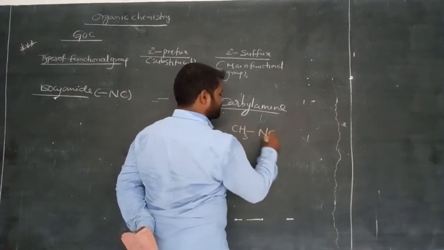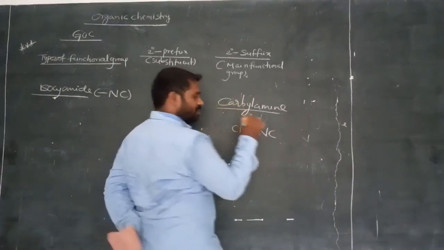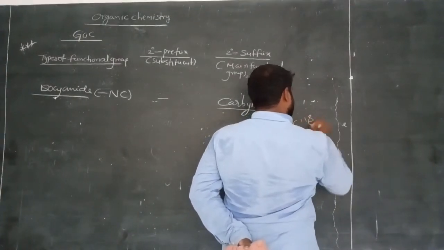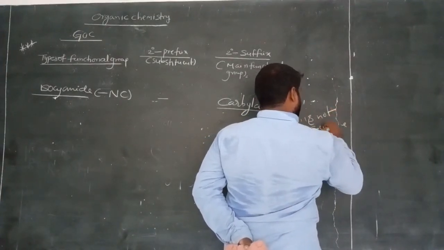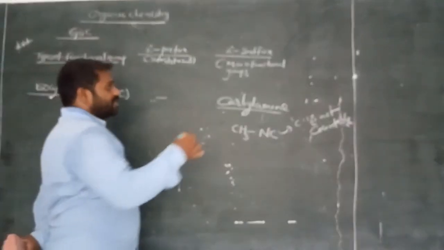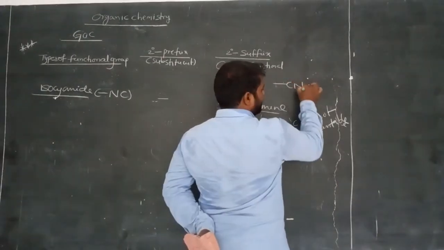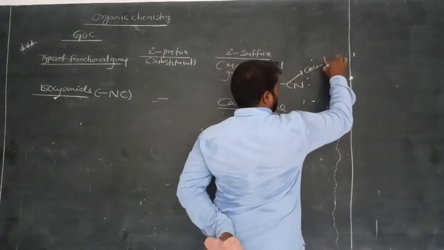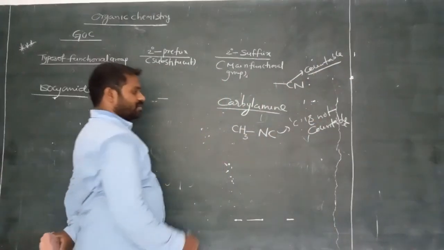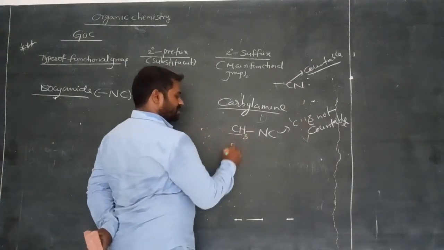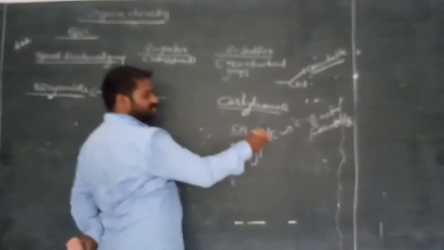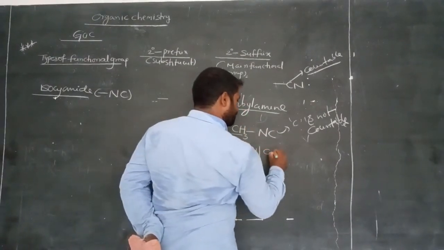CH3 bond NC. This carbon is not countable, remember. But in the case of cyanide, this carbon is countable. That means it is taken as a main chain carbon. Okay, now what is it? CH3 means methyl. NC is the functional group. Methyl carbylamine.